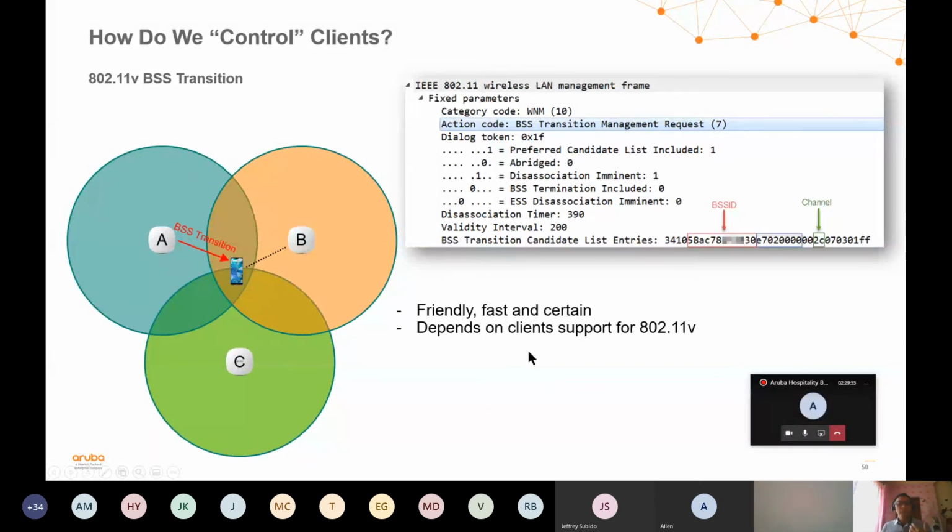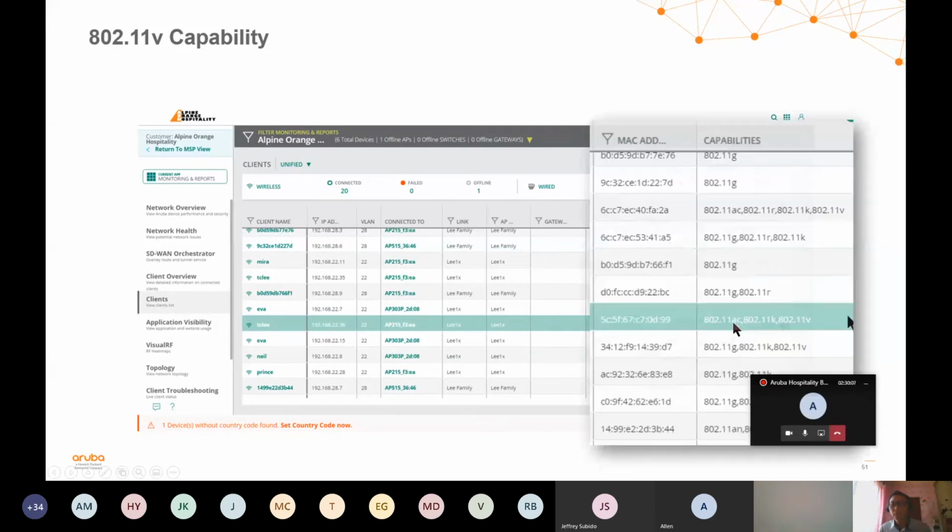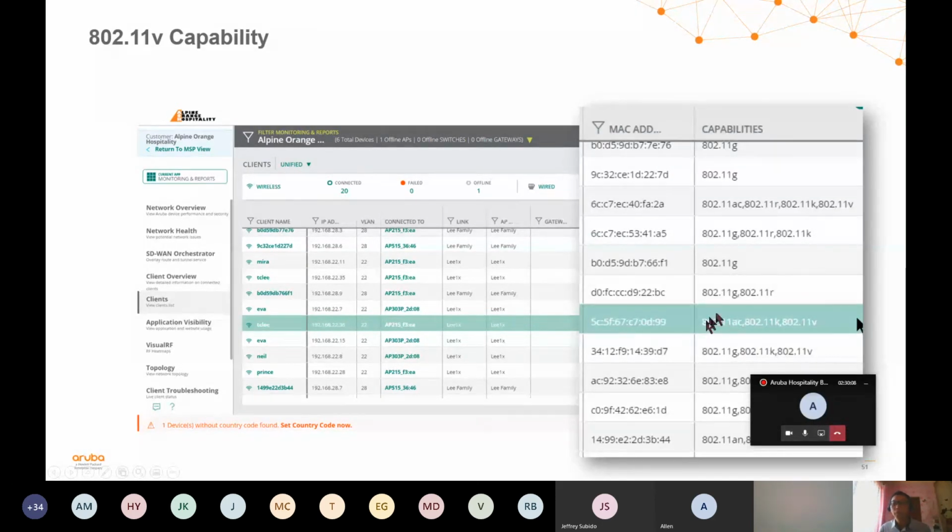This is a screenshot of Aruba Central, and you will find it in Aruba Central. You actually can get the list of clients, and there is a field that tells what the capabilities of this client are. And you will see 11V listed in this case on some of the clients. So here is another 11V. So these clients are capable, and they will listen for these messages, and they may or may not act on the messages, but at least they are capable of receiving them.